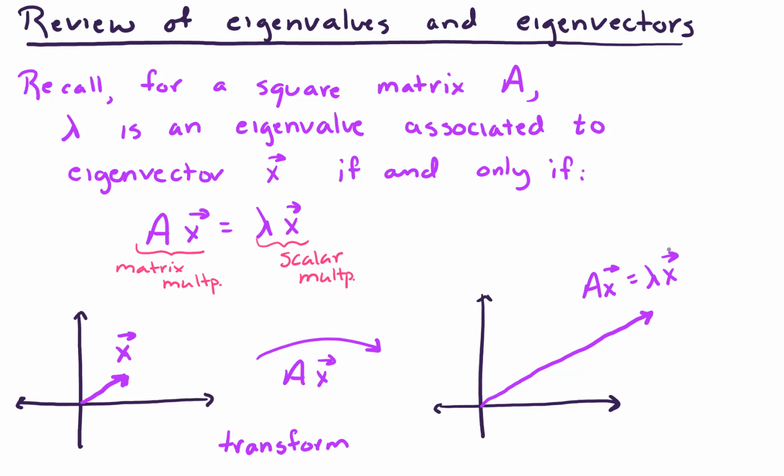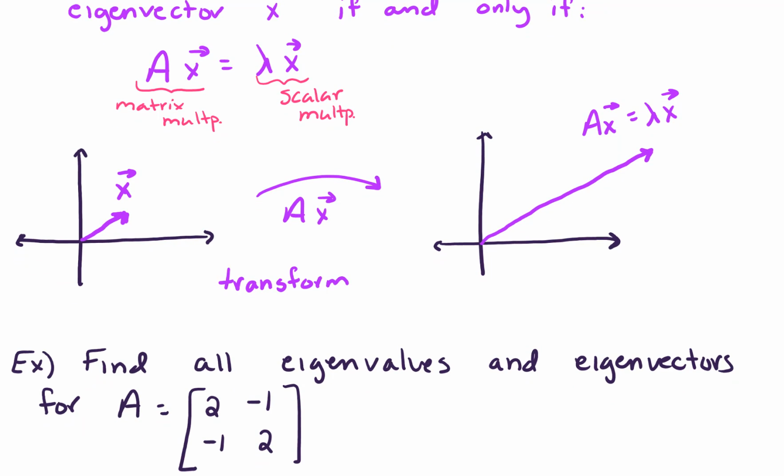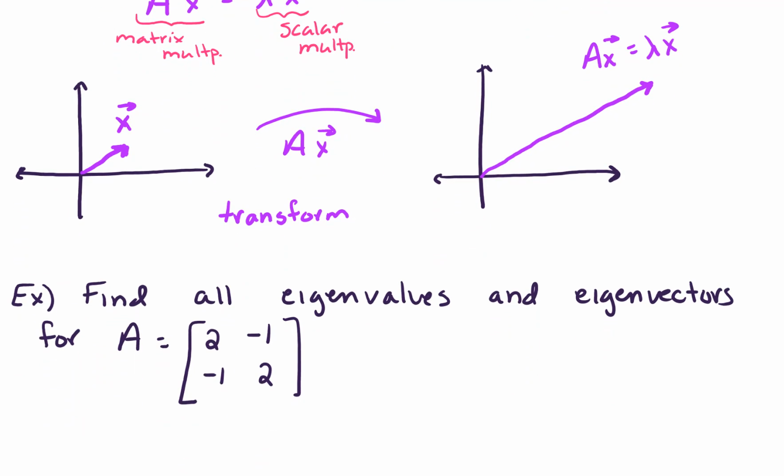Okay, let's take a look at an example. Let's find all eigenvalues and eigenvectors for the matrix A given by 2, -1, -1, and 2. You may want to pause the video for a moment and try this one yourself. I'll put the solution up here as well.